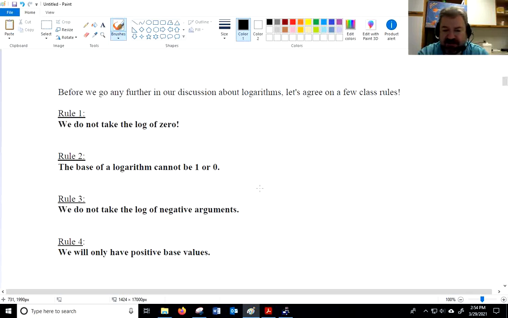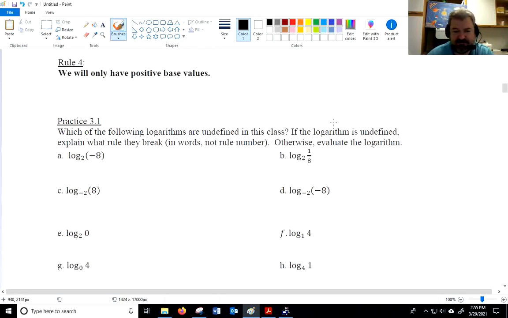And we don't take the log of negative arguments. And we only have positive base values. So I could combine rule 2 and 4. The rules for the base is that it has to be a positive number that can't be 1. A base of 1 is very uninteresting, so we're not going to use it. So we don't take the log of negative numbers, and we don't take the log of 0. So we need positive arguments, positive bases.